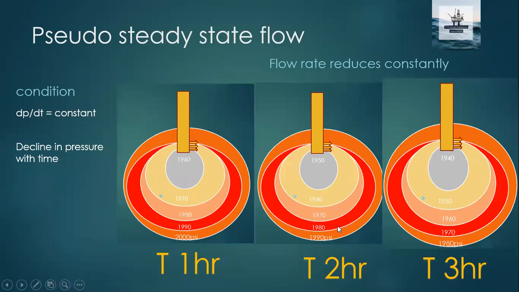In the same way, if you go to the third hour, 1950 became 1940. So 1960, which is the yellow one, has become 1950. Like that, every time these pressures reduce by 10 psi in a constant way. So the pressure reduction is observed to be constant when you change time. That is, dou p by dou t is observed to be constant. Declination of pressure is happening. This is not only happening inside the well, but it is happening around the well. That is, reservoir pressure is also reducing.